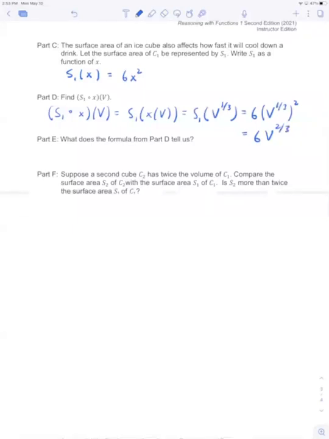For part E, what does the formula from part D tell us? From part D, that tells us the surface area of C1 in terms of its volume.